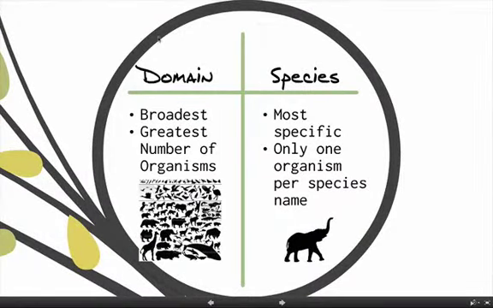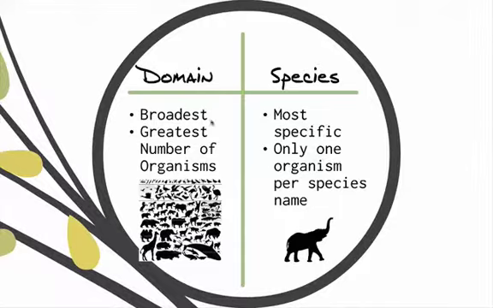Okay? The most general being domain. It's the broadest and it has the greatest number of organisms. The broadest category is domain. The most specific is species. Okay, there's only one organism per species name.